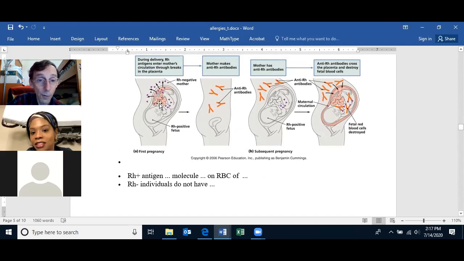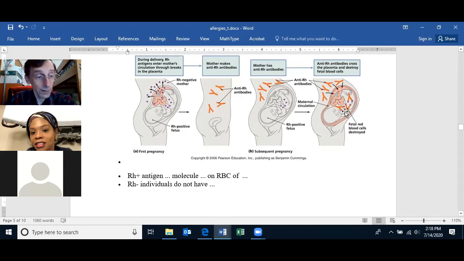Now the first fetus, that won't be a problem because the fetus will be born before the mother's anti-Rh antibodies get made. So the first one just primes the mother. The trouble is, if she gets pregnant again, and if this fetus is Rh positive, the mother has anti-Rh antibodies. And remember, IgG can go across the placenta. And these IgG anti-Rh antibodies can then go into the fetus, and then they'll start destroying the fetal blood.